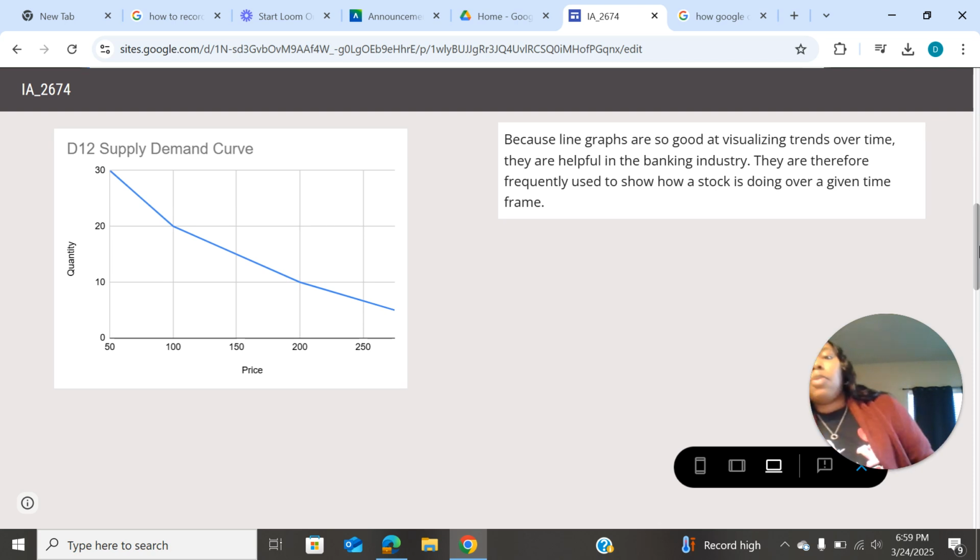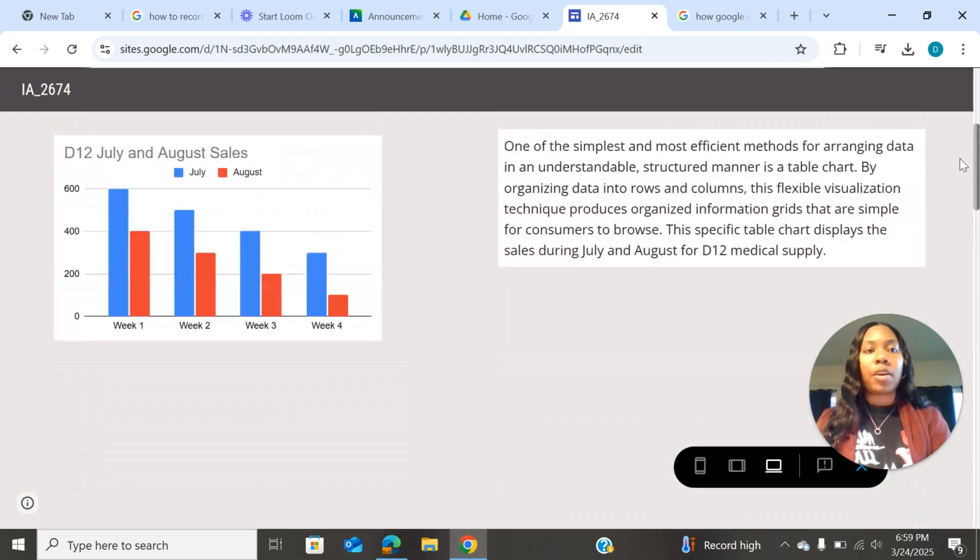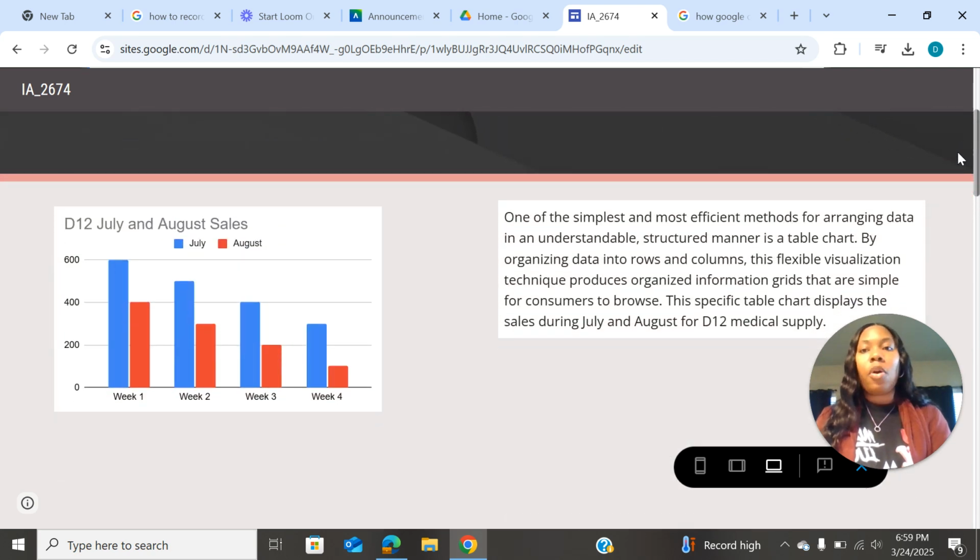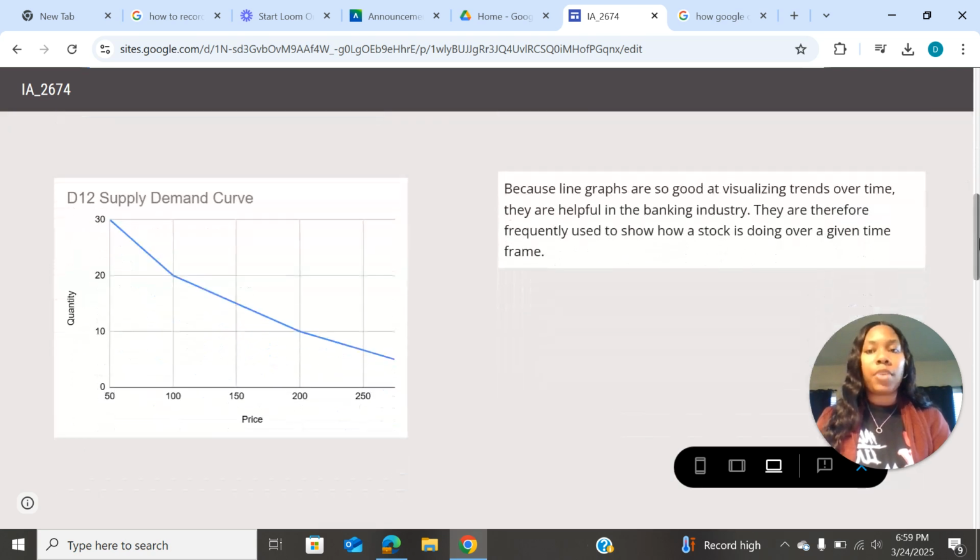This specific graph right here is showing the supply-demand curve of the medical supply company. We see they have the quantity and the price. And like I said, with this, we're just discussing the trend. We started out with the bar chart looking at the sales over time, which I'll go right back up to. And with this, we're trying to see, okay, what caused this? What caused these sales? Where can we go from here?